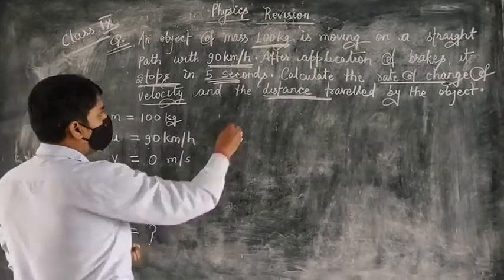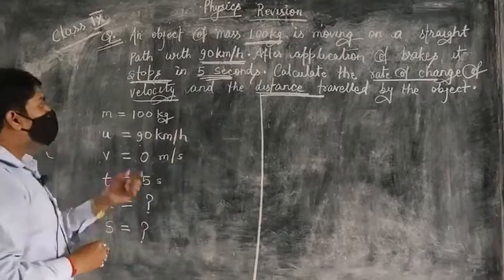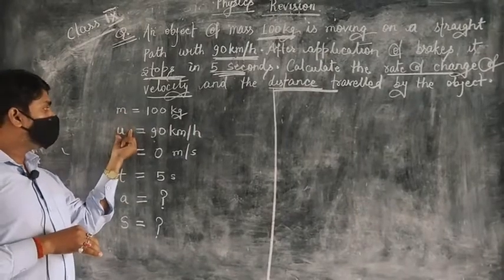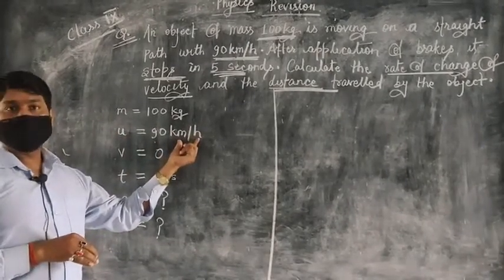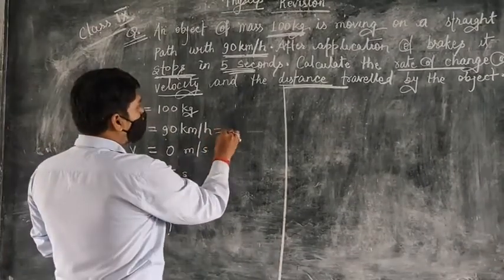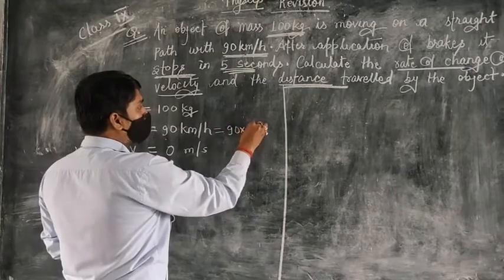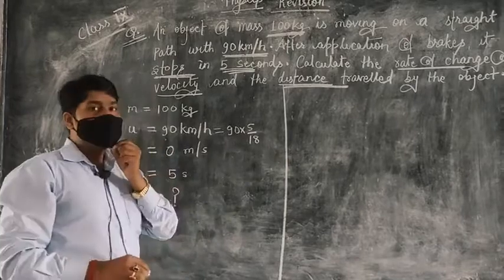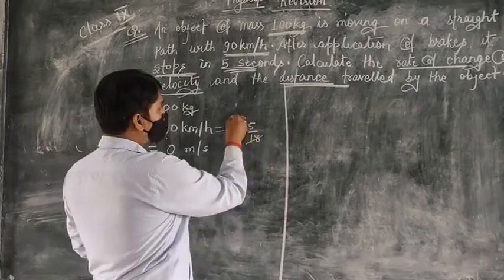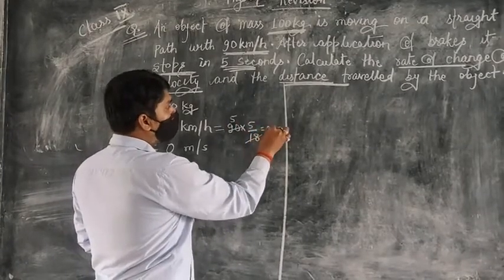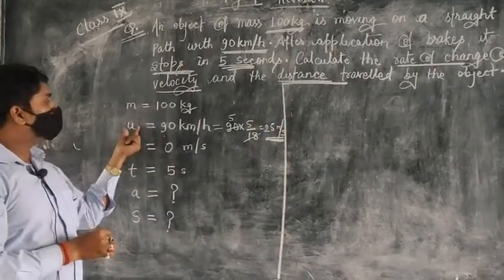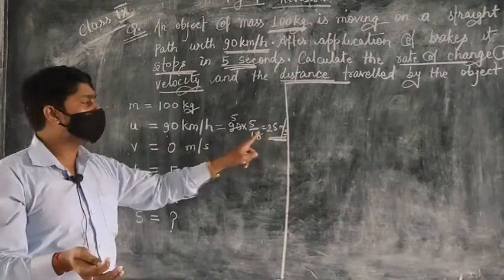Now the mass is given in kg, and kg is the SI unit of mass, but the initial velocity is given in kilometer per hour, and kilometer per hour is not the SI unit of velocity. So first of all, we have to convert kilometer per hour into meter per second by multiplying the given data with 5 by 18. So 18 5s are 90, that is 25 meter per second. So we have the value for u in meter per second, that is in SI unit.